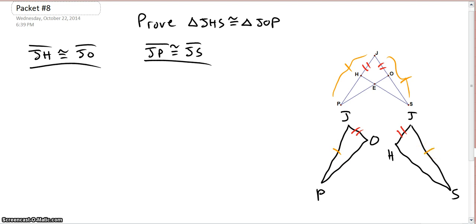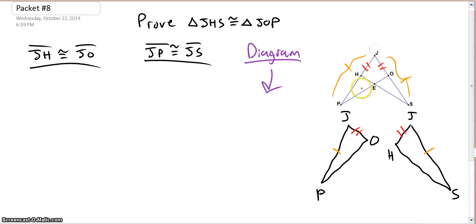I would need a third side, perhaps OP to HS, or I would need an angle in between PJ and JO, and HJ and JS. So either way, I'm going to need a diagram step, and this is going somewhere. Well, it looks to me that both of these triangles include this angle, angle J right here.